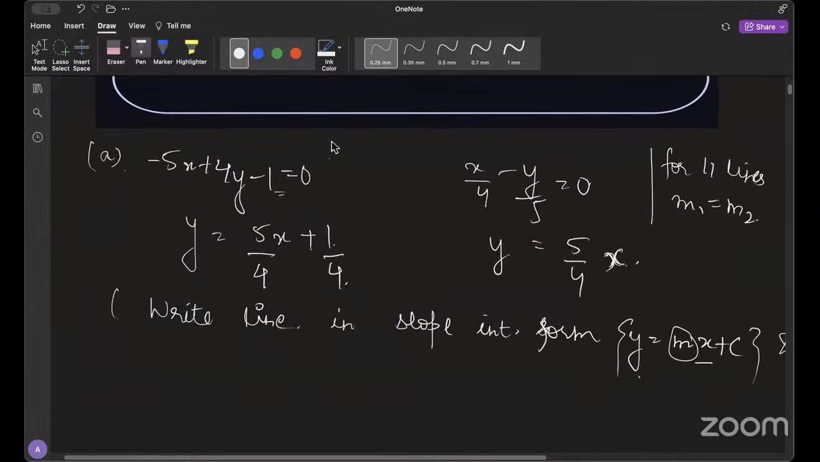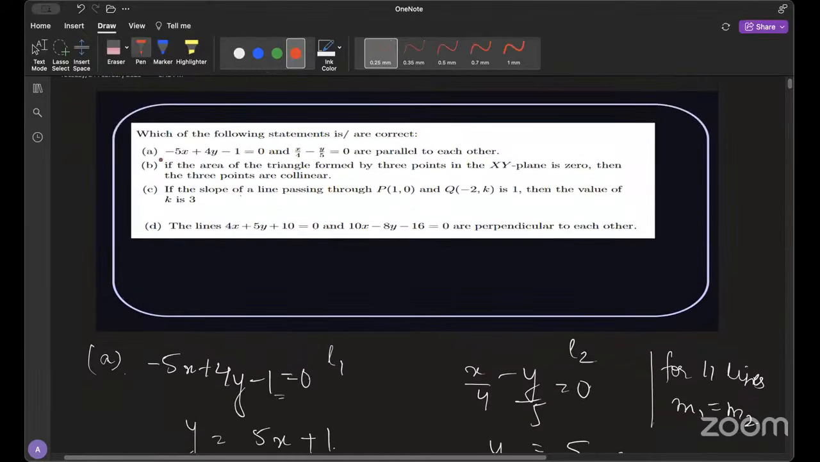So if this is line L1 and this is line L2, then the slope of L1, call it M1, is 5 by 4, and M2 is also 5 by 4. Both of them are equal. Both the lines are parallel. Yes, ma'am.